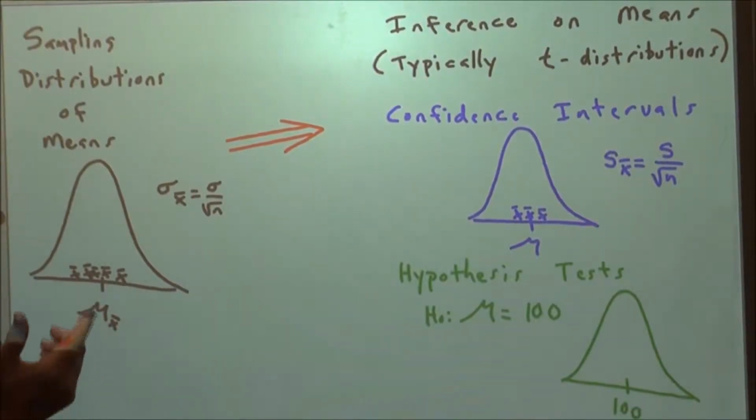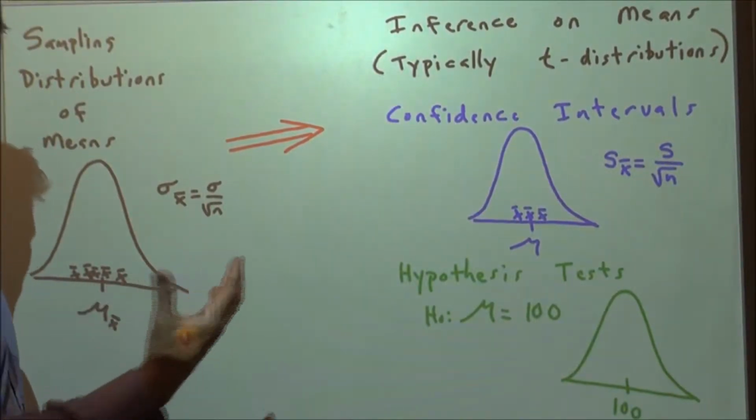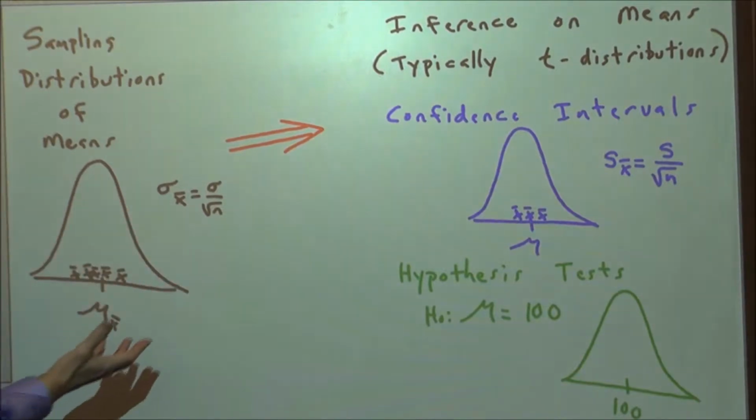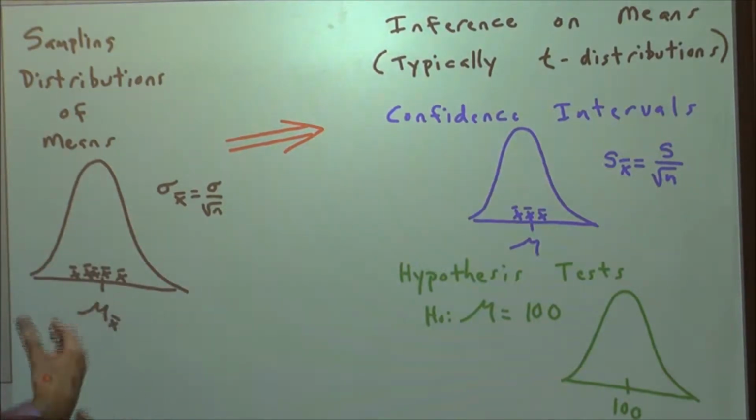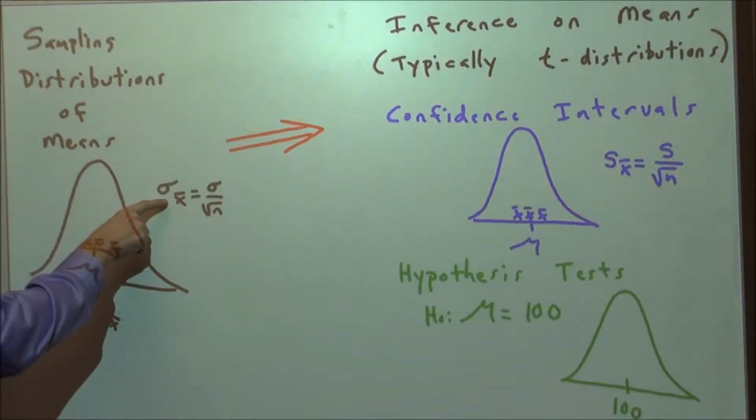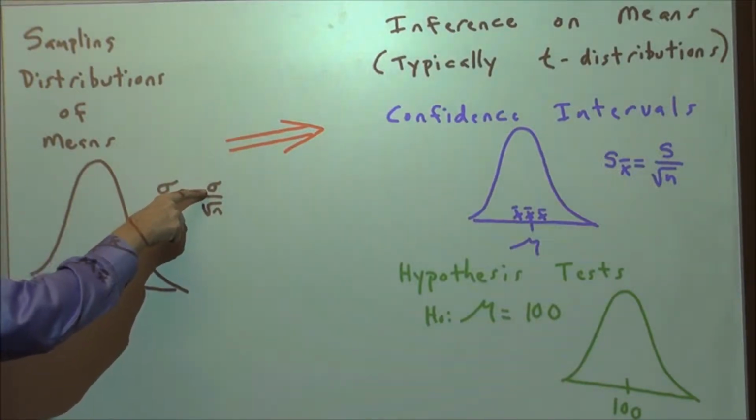In this video we're going to look at inference on means. We start by looking back at the sampling distribution of means, which was the probability idea that led to us being able to do inference on means. So we know that sample means are distributed normally with the true mean in the middle, and this is our standard deviation because we would know the population standard deviation.